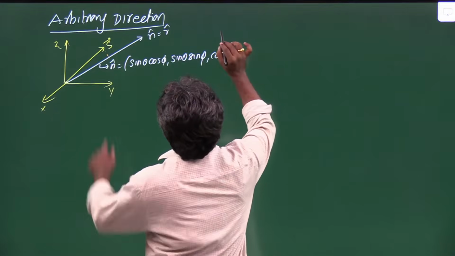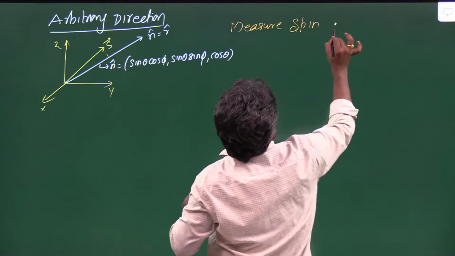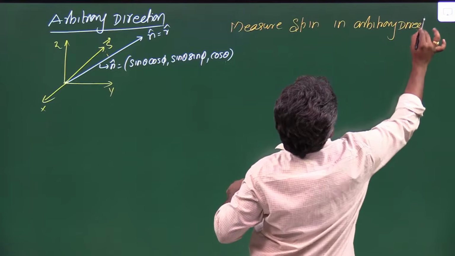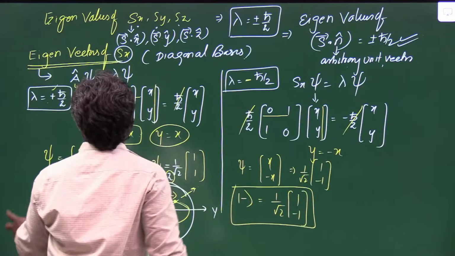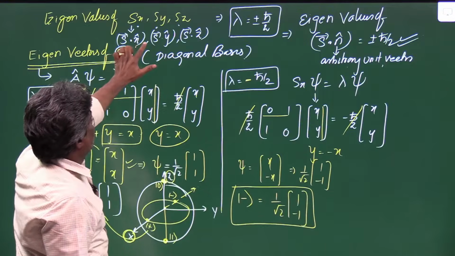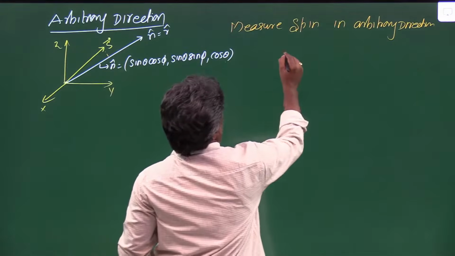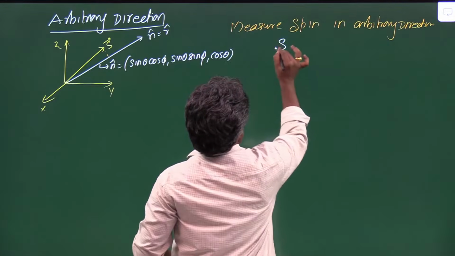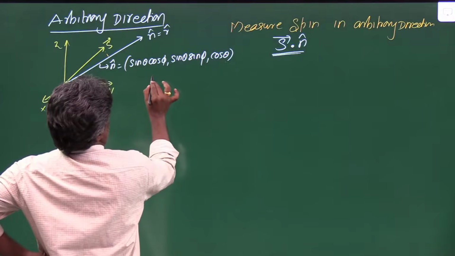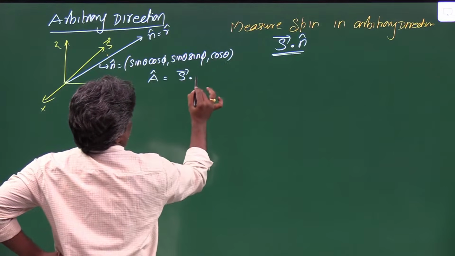Right. Now I am going to measure spin in an arbitrary direction. Now see, if you measure the spin along the x-axis, what I said was S bar dot x cap. Along the y direction, S bar dot y cap. Along an arbitrary direction, it will be S bar dot n cap. Am I right? Now I have to get that matrix first, that means the operator corresponding to S bar dot n cap.